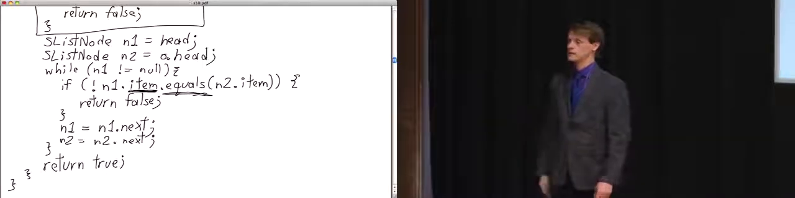You said not to have the argument as an S-list, and I was wondering what's wrong with overloading the equals operator as opposed to overriding?